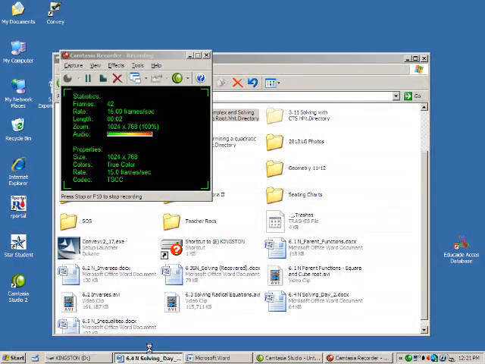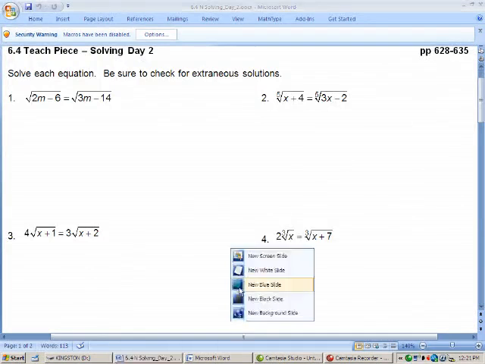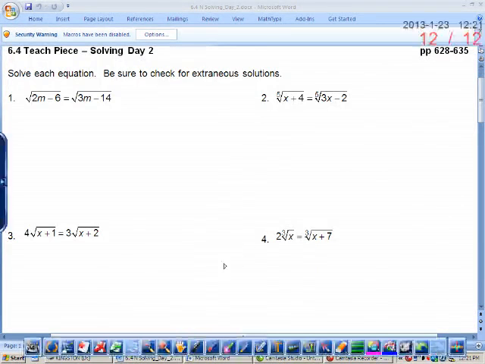Okay, so today we're going to talk about solving radical equations a little bit more. So go ahead and jot down number 1. The square root of 2m minus 6 equals the square root of 3m minus 14.